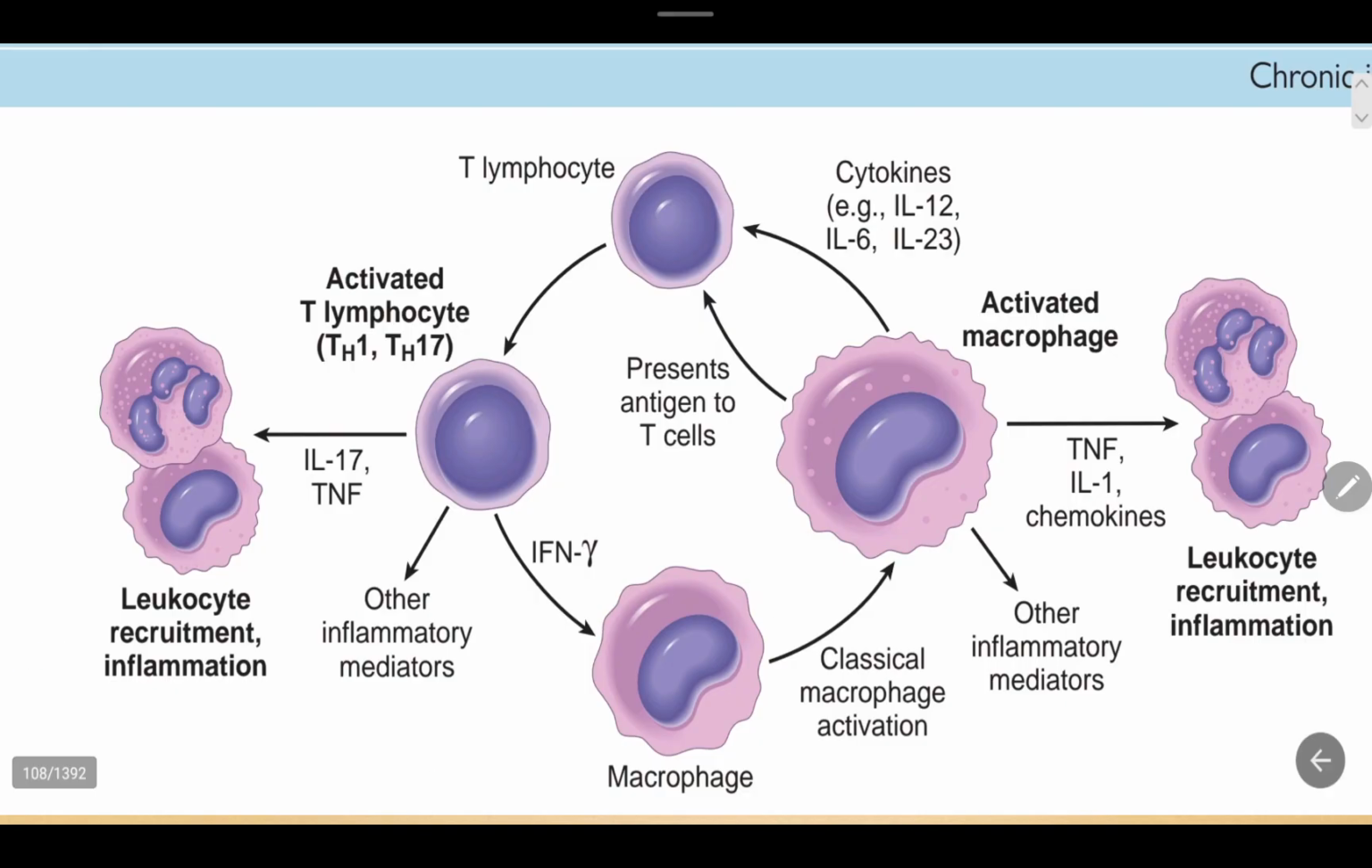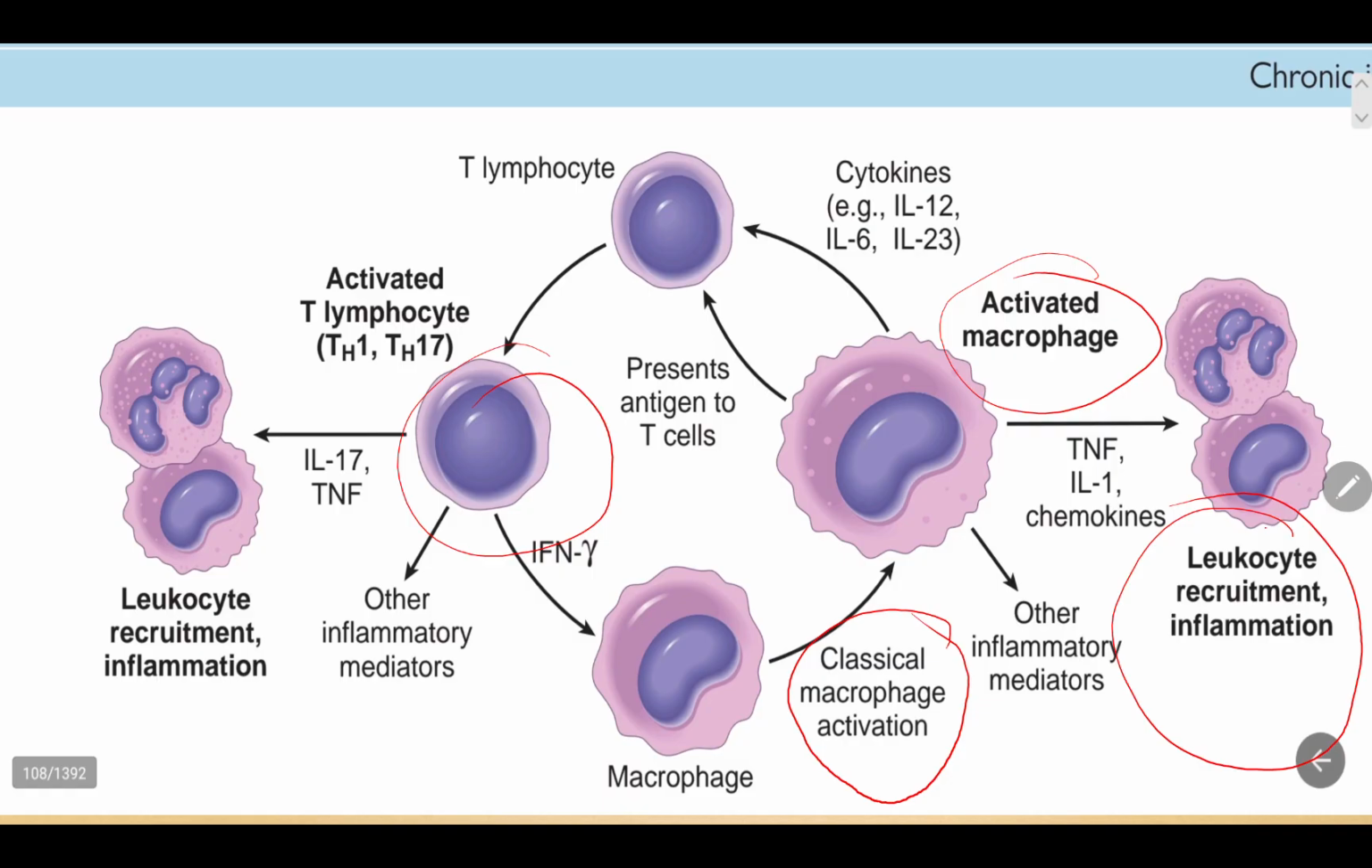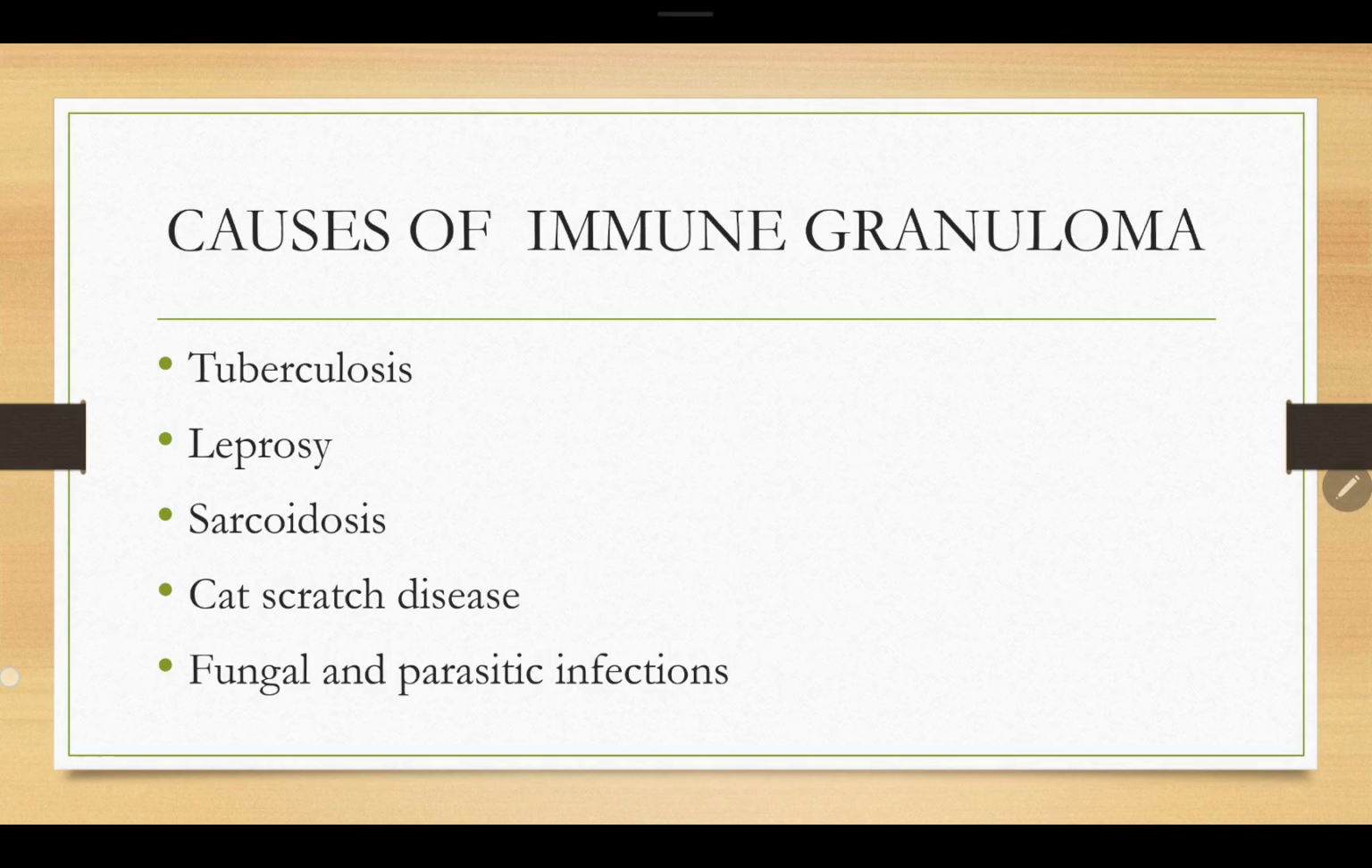So this is the same pathway, the classical macrophage activation pathway, where the activated macrophages are released by stimulating the T cells, causing leukocyte recruitment and inflammation. The activated T cells are the T helper cells and T helper 17 cells.